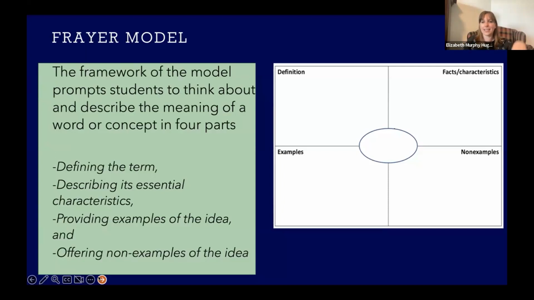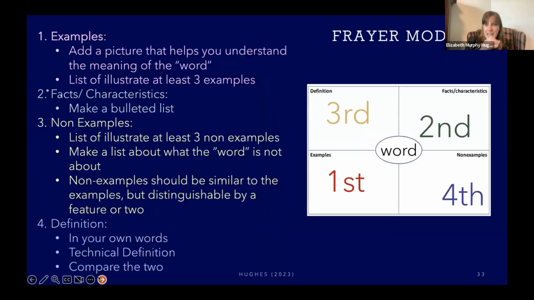It's easy to say list examples and non-examples and definitions and characteristics, and they're the word. Boom, I'm done. Doing it effectively is going to be more purposeful than just that. So this is how I recommend using a graphic organizer like this. Start with the word, for the concept, whatever you have in that central area.